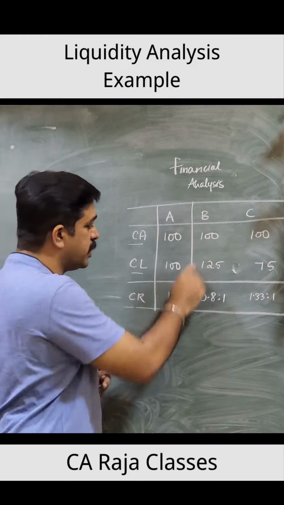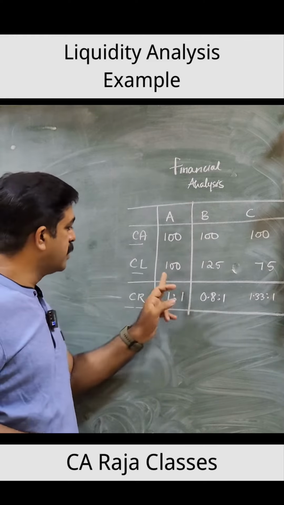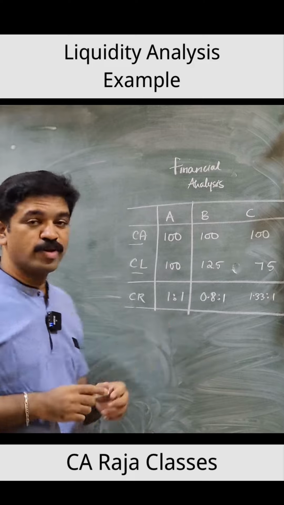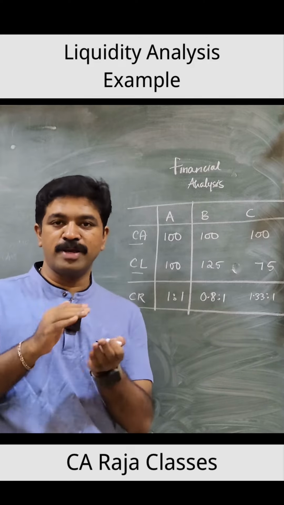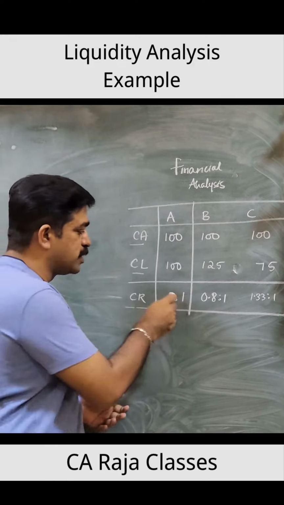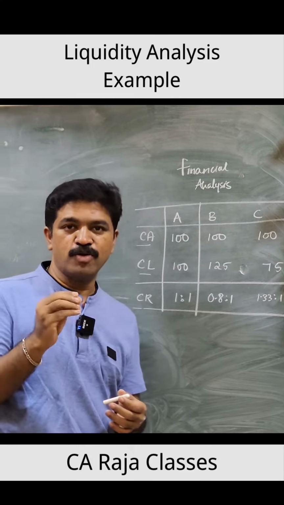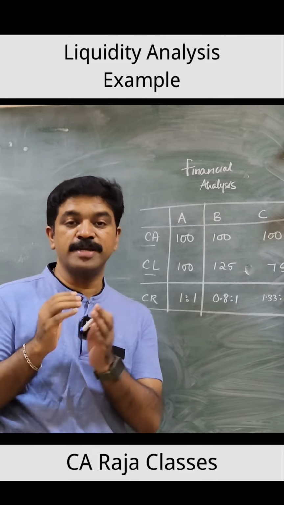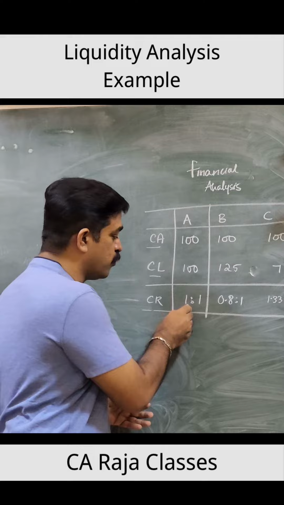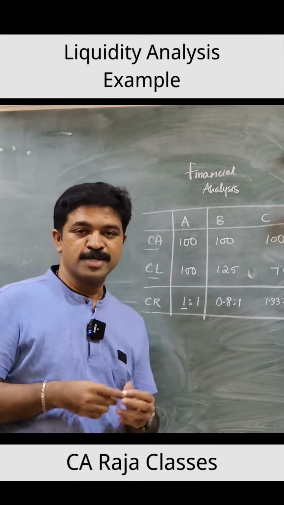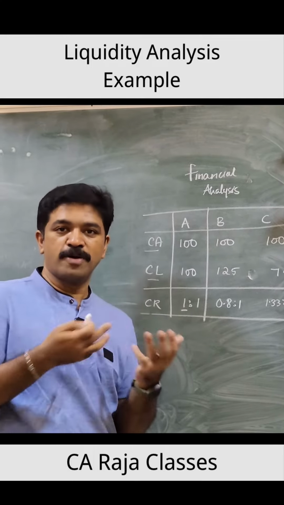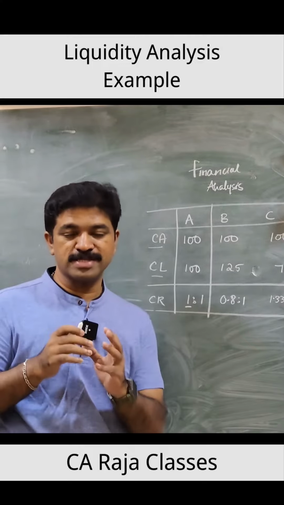Look at scenario A, where the current asset is 100 and the current liability is 100. So if you calculate the current ratio, it is going to be 100 by 100, and the ratio is going to be 1:1. It means for every 1 rupee obligation, that is current liability, there is a resource of 1 rupee, which is current asset. So here things look so perfect, but that may not be the case in reality.